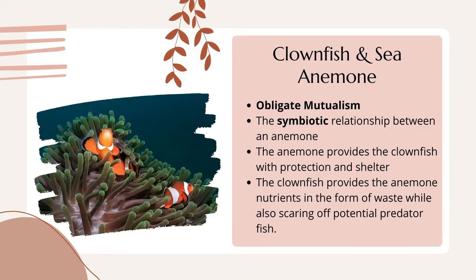Clownfish and sea anemone is an obligate mutualism, a symbiotic relationship. The anemone provides the clownfish with protection and shelter. The clownfish provides the anemone nutrients in the form of waste while also scaring off potential predator fish.